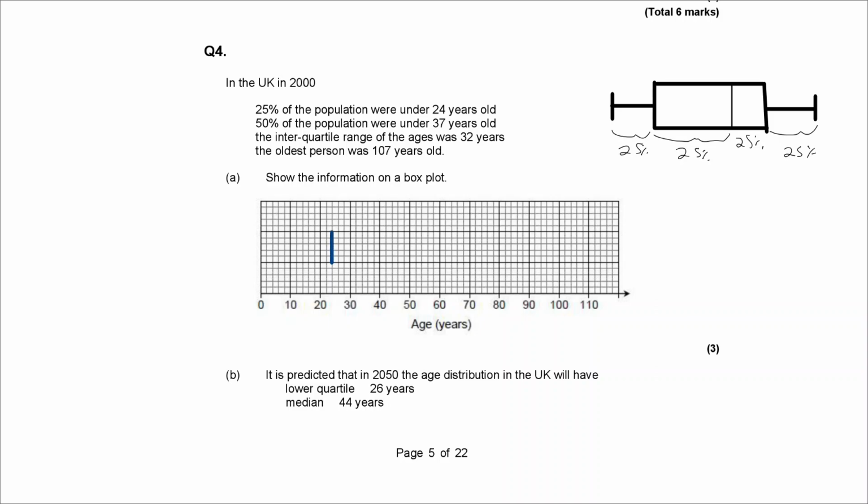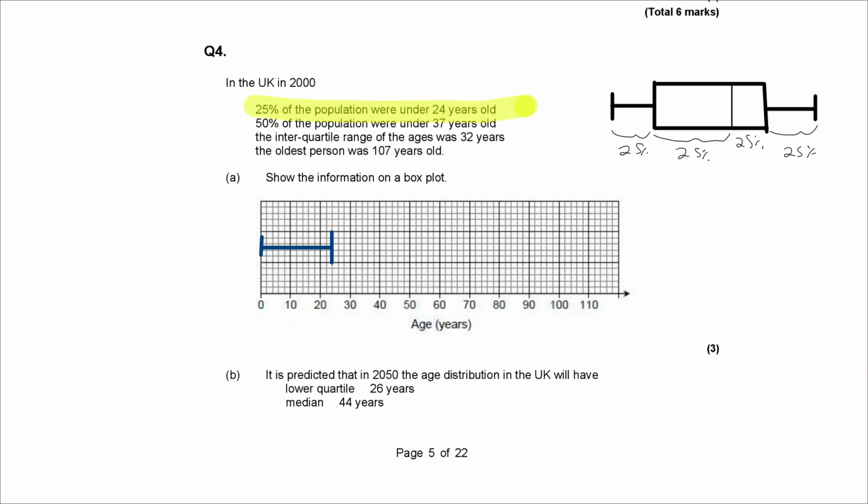And then 25% of the population were under 24. So that's going to be from here all the way to 0 years old, because population is measured from 0 years old. So that makes sense. Let's check the mark scheme. That should be fine. Lower quartile is 24. End is 0. Good. That one's done.